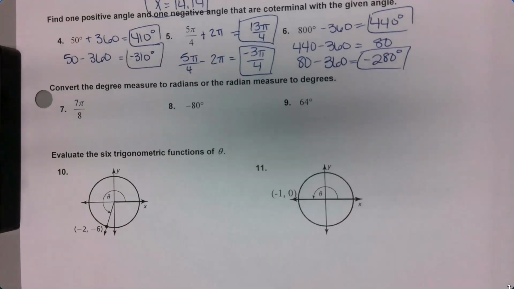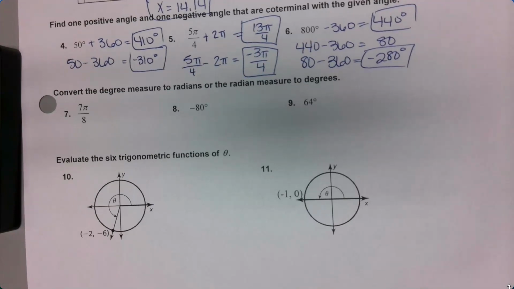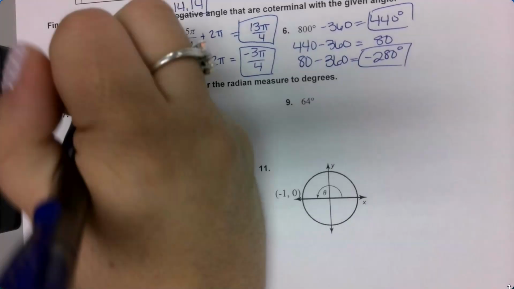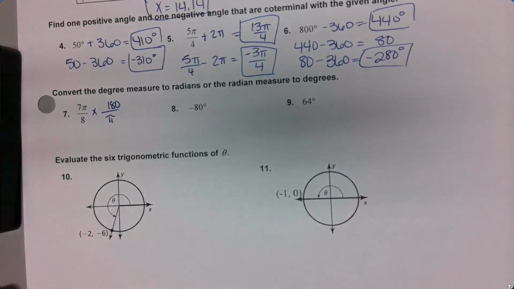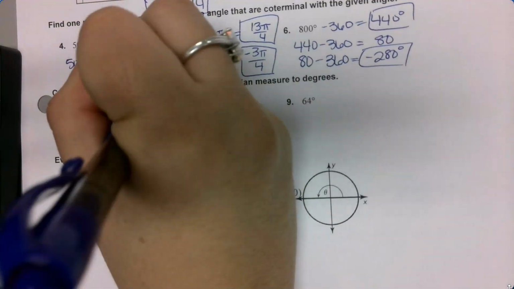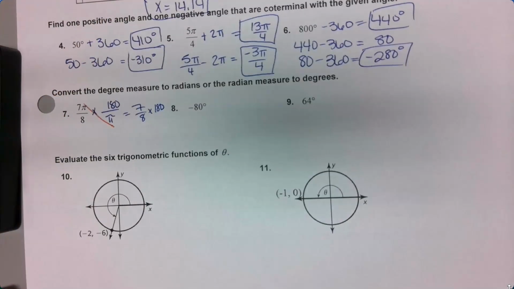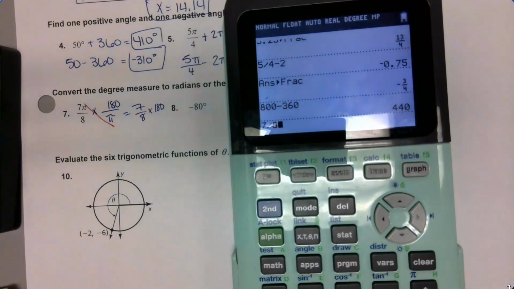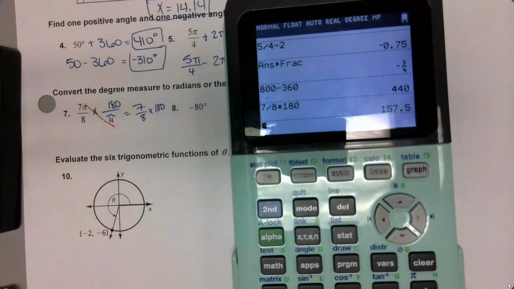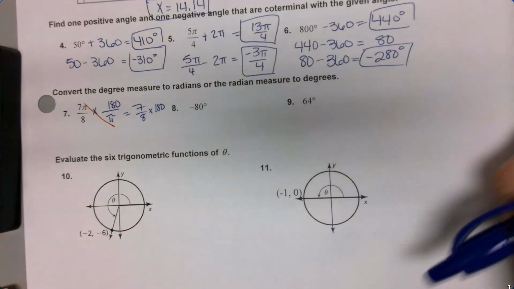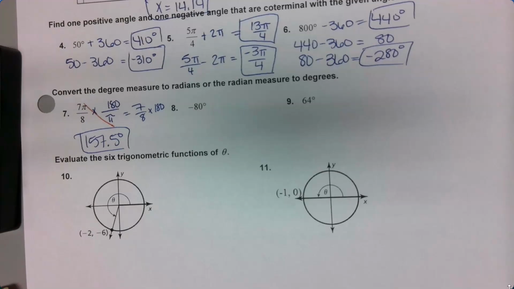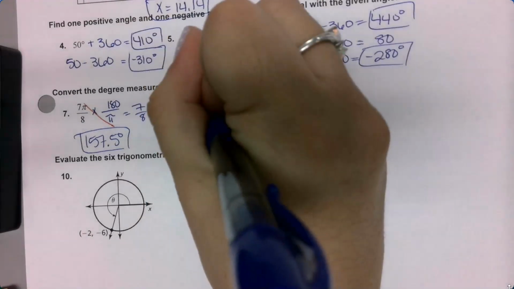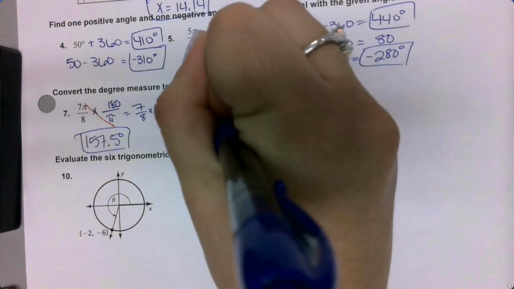These ones want me to convert to radians or radians converting to degrees. If I have a pi on top, that means when I do my conversion factor, I want pi on the bottom and 180 on the top. So my pi's cancel out, and really I'm doing 7/8 times 180, which gets me 157.5. This one is in degrees now, so I want to make sure I include my degree symbol. On number 8, I'm going to multiply by pi over 180.